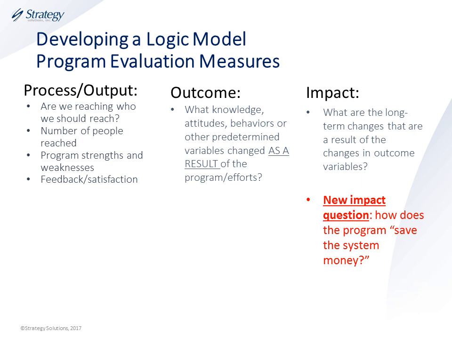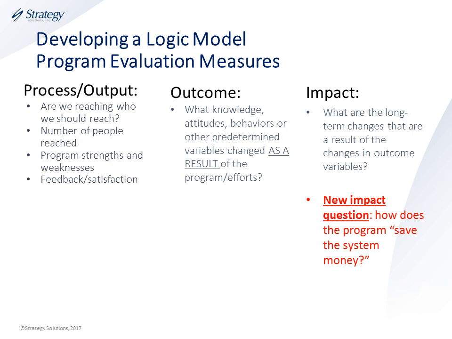The impact is, what are the long-term changes that are the result of the changes in the program variables? And then my favorite one is the new impact question, because this is what a lot of funders are asking and a lot of payers. Well, how does this program save the system money? Well, yeah, you might be making a difference here, but the ultimate test is, is this going to actually meet the triple aim? Not only save money, but is it going to improve health status over time, and is it going to improve quality of care? That's really the triple aim, is what population health is striving to achieve.